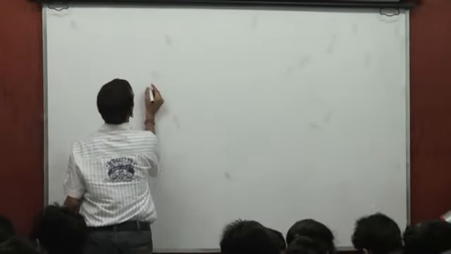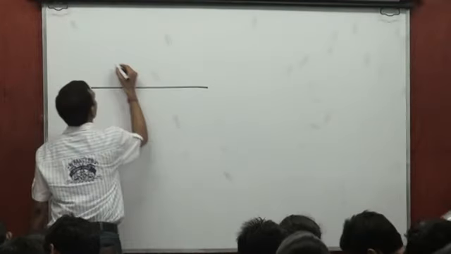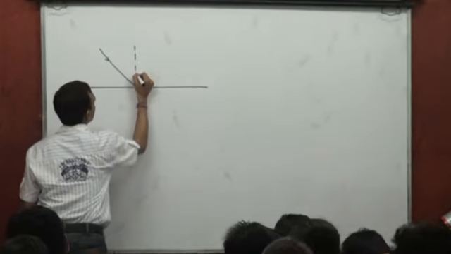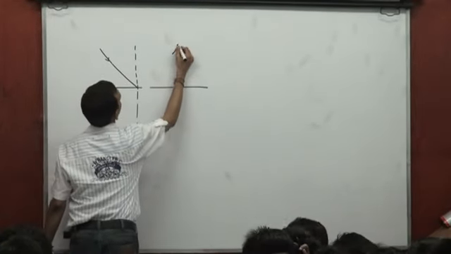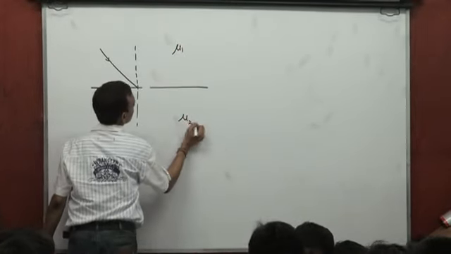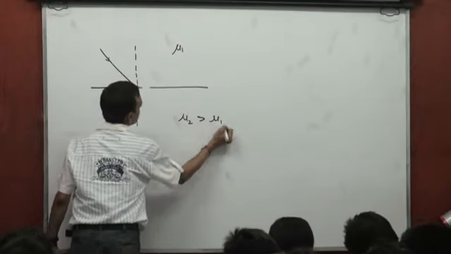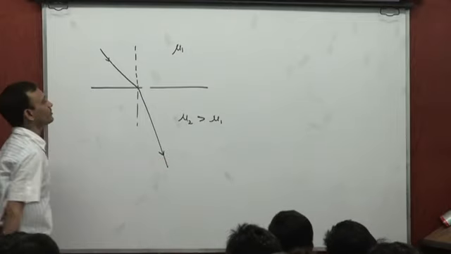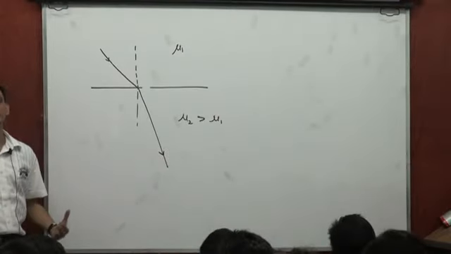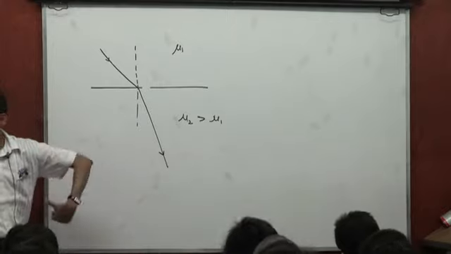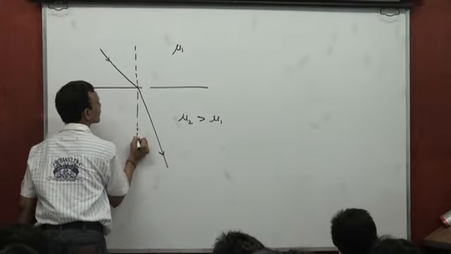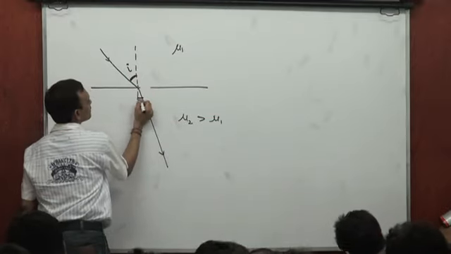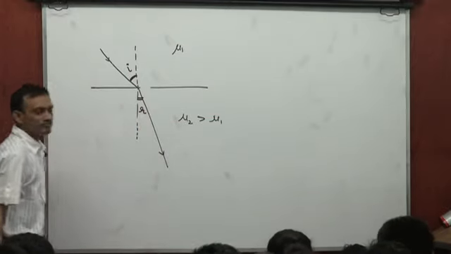So, say there is a ray of light going from an optically rarer medium to an optically denser medium. You know that it's going to bend towards the normal. From an optically rarer to an optically denser medium, a ray of light bends towards the normal. This angle is I, the angle of incidence. This is R, the angle of refraction.